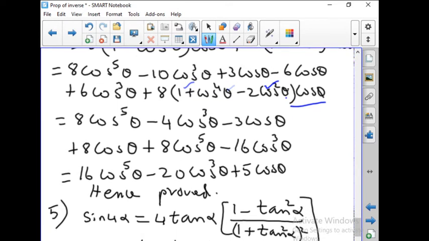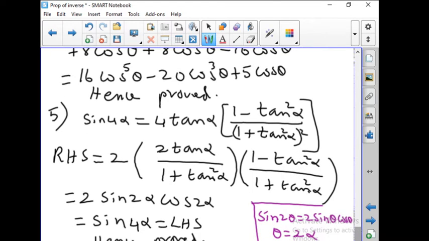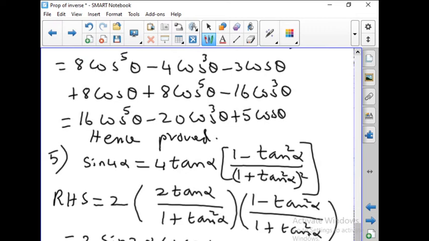So we get 8 cos^5 theta minus 4 cos^3 theta minus 3 cos theta, then plus 8 cos theta plus 8 cos^5 theta minus 16 cos^3 theta. Now group the terms. Grouping, we get 16 cos^5 theta minus 20 cos^3 theta, then plus 5 cos theta. Okay, hence we have proved the result.